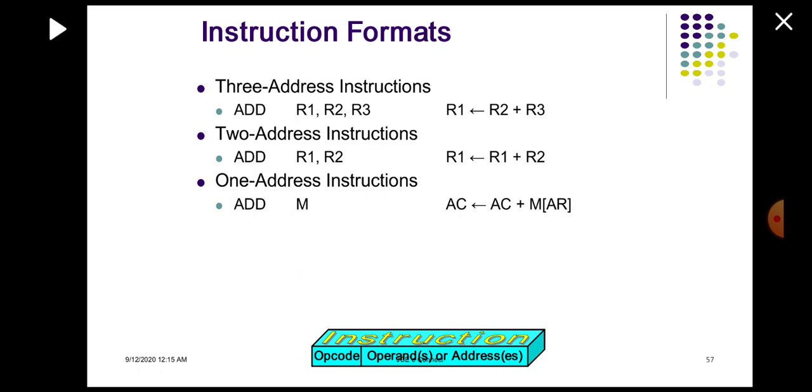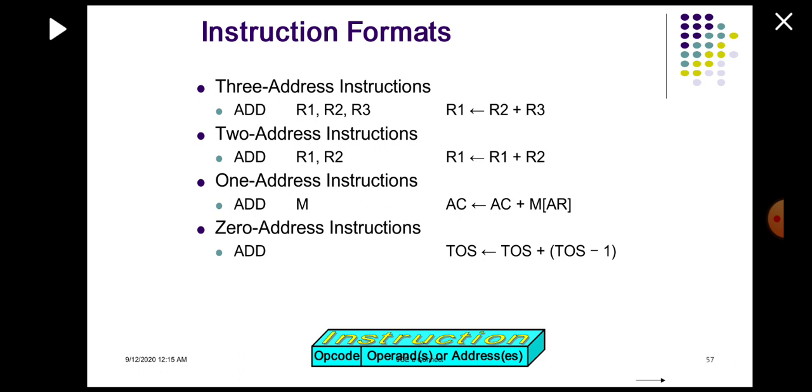Other examples of this are load X, load Y, store X, store Y. Load X will copy the contents of the memory location X into the accumulator. Store B will transfer the contents of the accumulator into the memory location B, and so on.